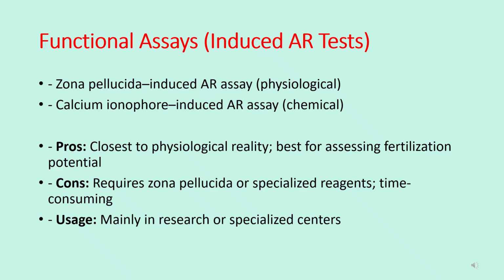After incubation, sperm are stained or labeled to determine how many have undergone the acrosome reaction. Advantages are that it is closest to physiological reality and provides the best measure of fertilization potential. Disadvantages are that it requires availability of Zona pellucida or specialized reagents, is time-consuming, and technically demanding. These are mainly performed in research or specialized centers rather than routine clinics.